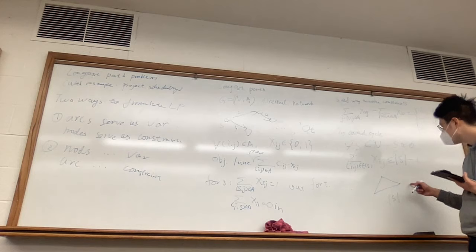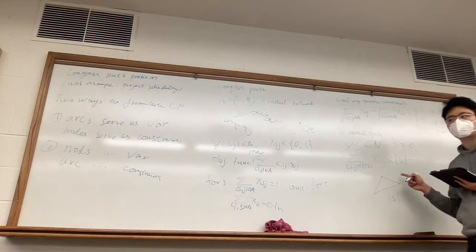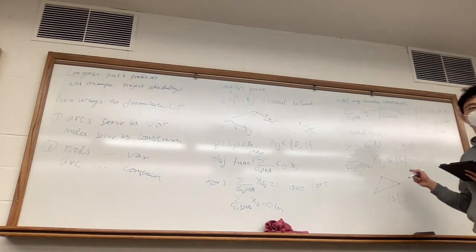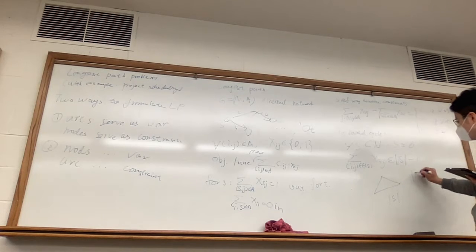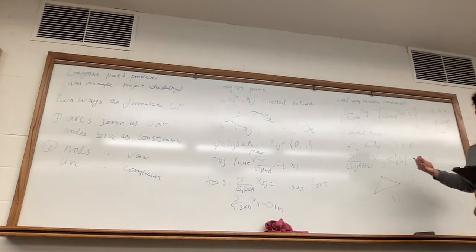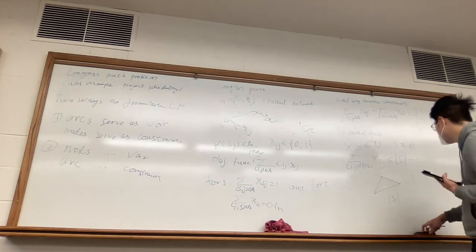Right. So I think you should have already learned this in real analysis. So the cardinality of this. Suppose S is Boston, New York, Baltimore, then the cardinality of S is 3. The number of elements in it.